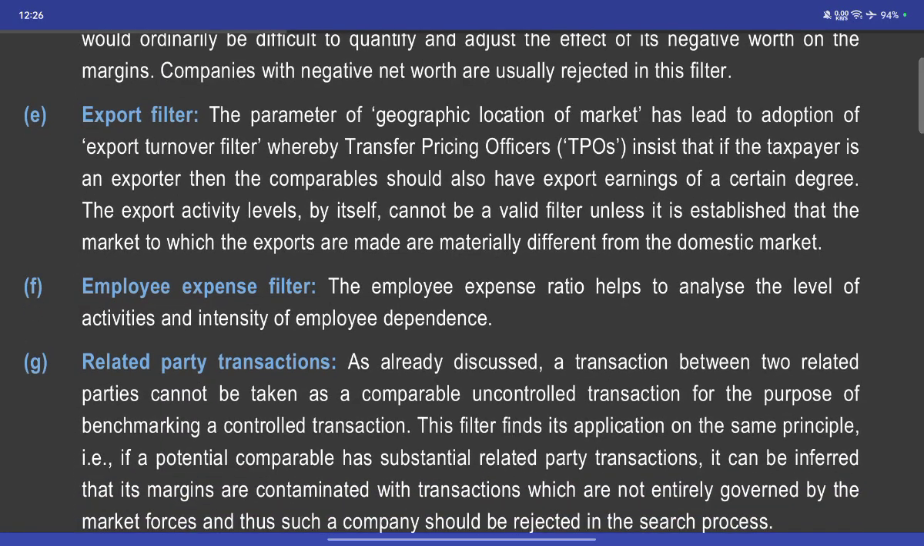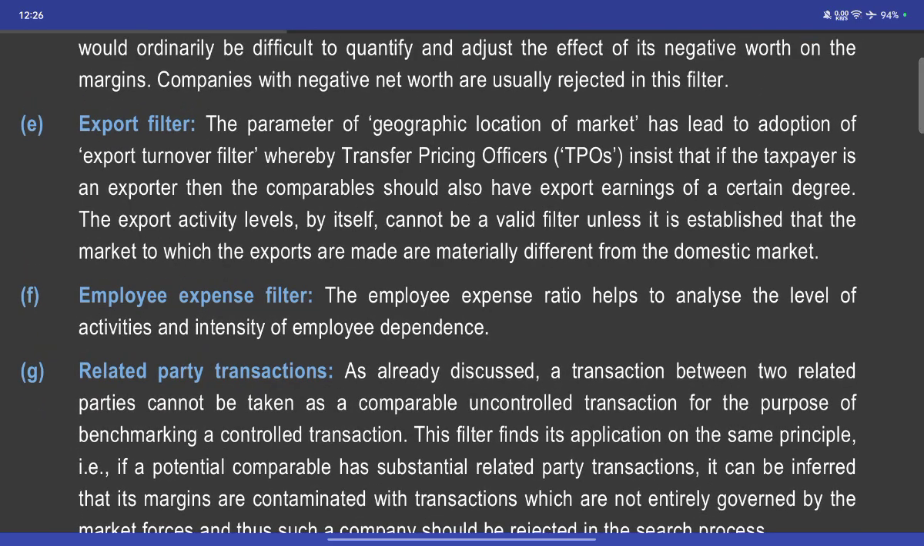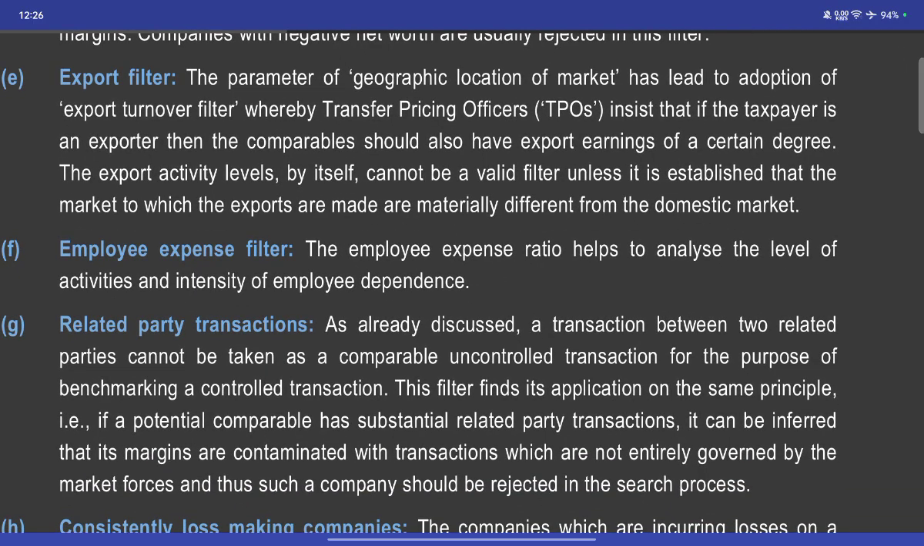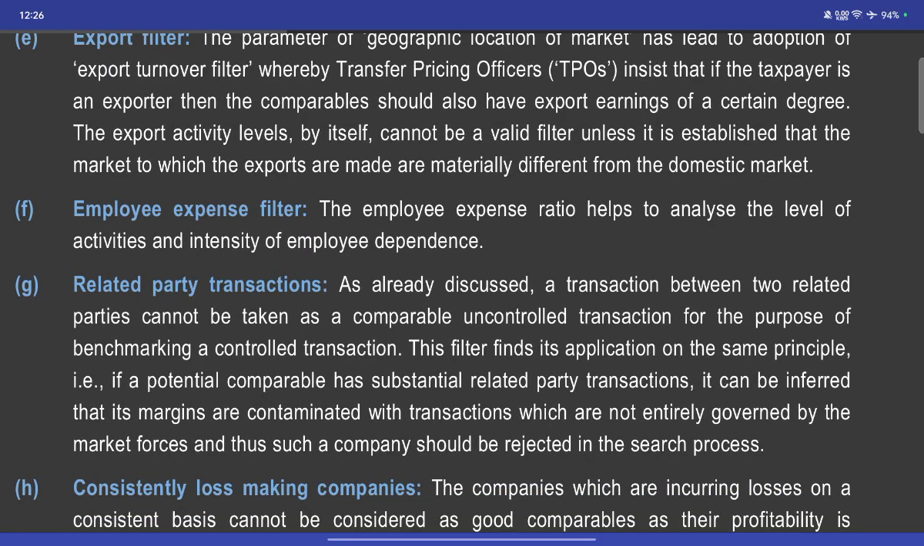Export filter. The parameter of the global geographic location of the market has led to the adoption of an export turnover filter wherever transfer pricing officers insist that if the taxpayer is an exporter, then the comparable should also have export earnings to a certain degree. Export activity levels by themselves cannot be a valid filter unless it is established that the markets to which exports are made materially differ from the domestic market.